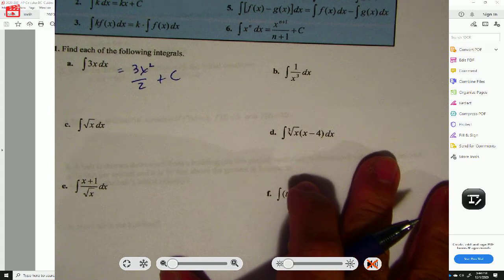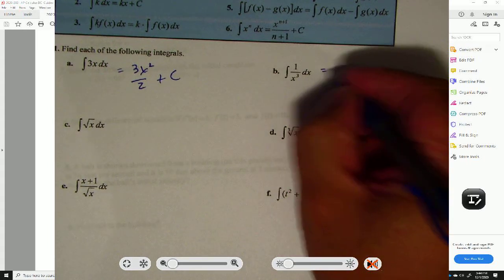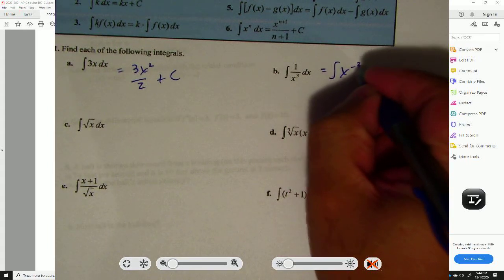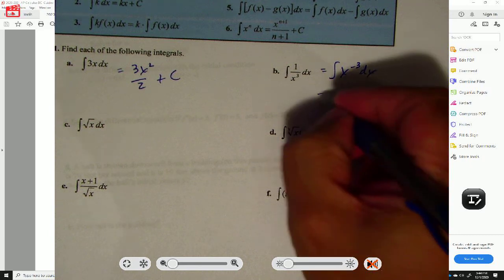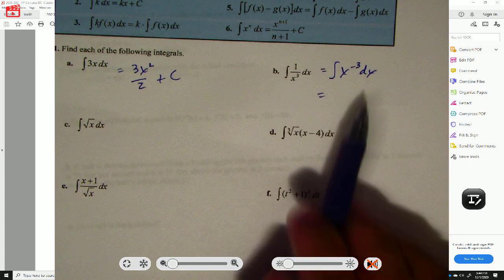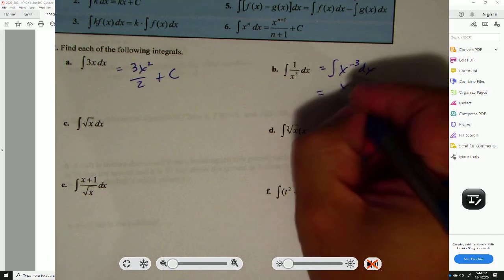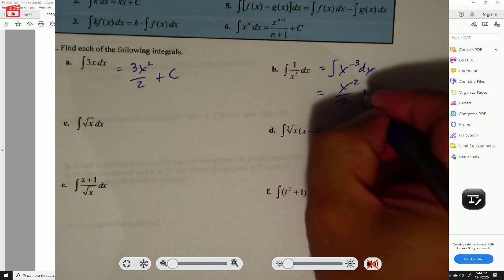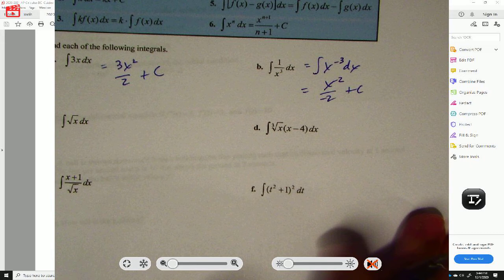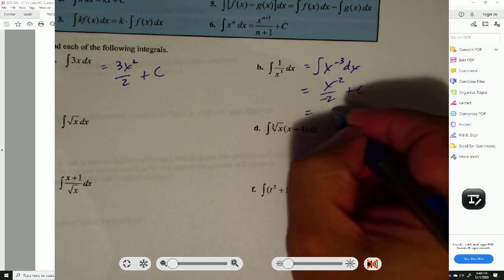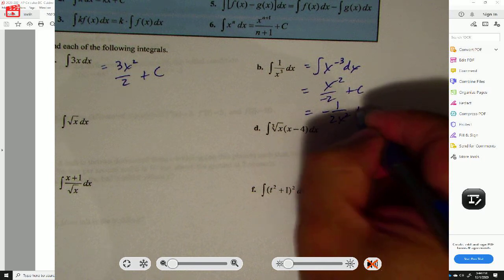B, now a lot of people get confused with this kind of problem. So we just rewrite that as x to the negative 3 dx. And then now use the power rule. So that's going to be x to the negative 2 divided by negative 2 plus c. And let's not leave it like that. What we're going to do is clean that up, make it negative 1 over 2x squared plus c.